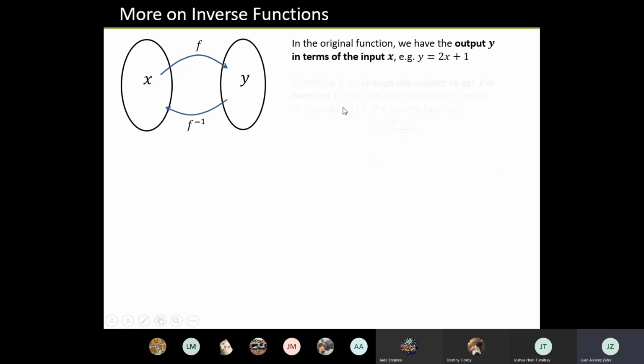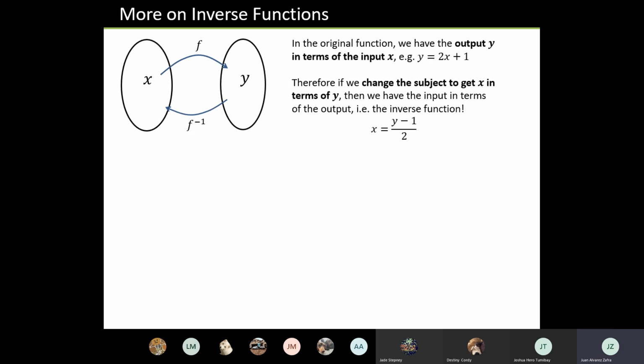Okay, so this is the process of finding the inverse A-level style. Even though it's easier to do it GCSE style, let's look at how you do it. First thing you do is change the subject. So y equals 2x plus 1 becomes x equals (y minus 1) over 2, by moving the minus 1 to the other side and dividing by 2. And then we swap the x's and y's round. So x becomes y, y becomes x, and then the inverse function is (x minus 1) over 2. Okay, so that's the process.